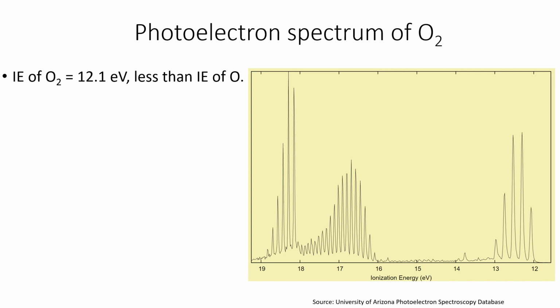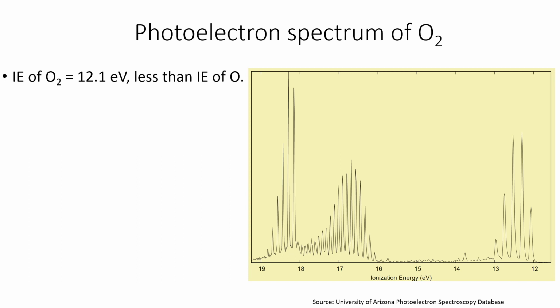One thing that's interesting about this is that we can read off the ionization energy from the spectrum straight away. We see the photoelectron spectrum of dioxygen there. On the x-axis, if we go to the far right, which has the smallest energy, we see a peak at just over 12 electron volts. This is the minimum amount of energy to remove an electron, which is how we define the ionization energy.